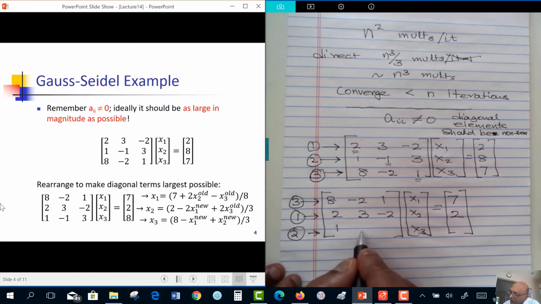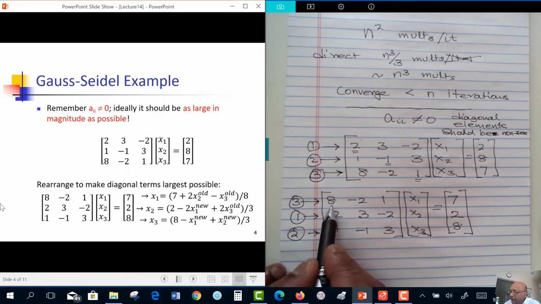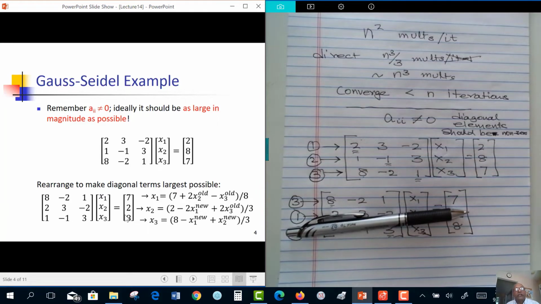So we have 1, -1, 3. This is 8. So we got lucky. We got very large magnitude numbers on the diagonal. This may not happen all the time. We may not be able to do it. In this case, we were able to do it. So I have the equations here.